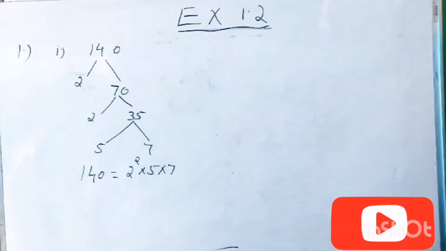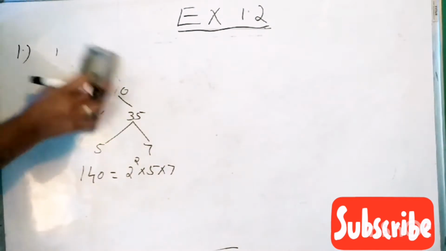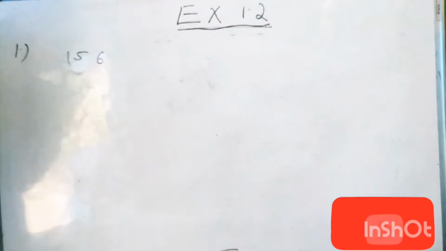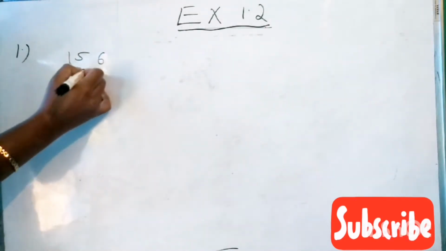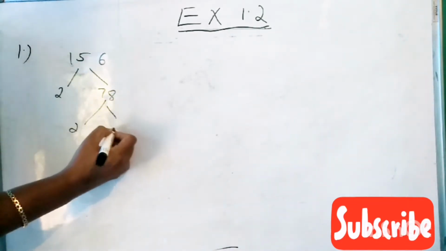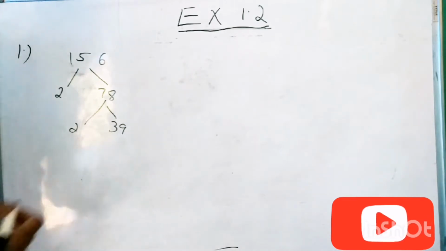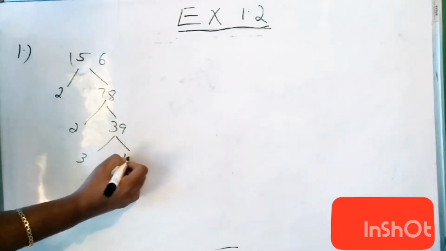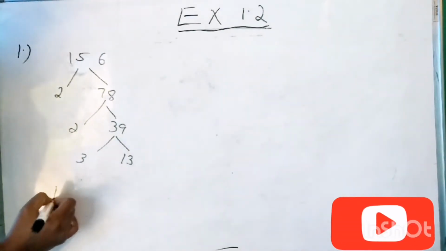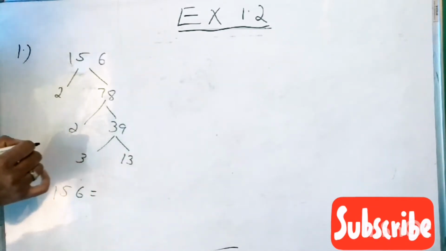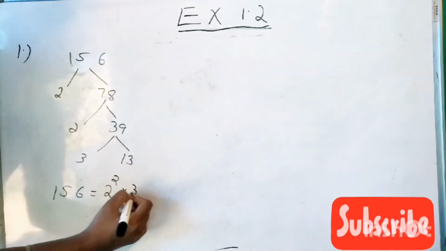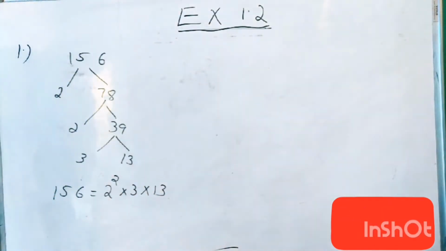The next number is 156. The prime factorization corresponding to that is 2 into 78, which is 156. Again 2 into 39 is 78. Now 3 into 13 is 39, and we know that 13 is a prime number. So the prime factorization of 156: here also we have 2 two times. So 2 square into 3 into 13.